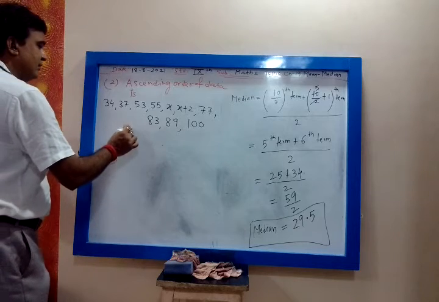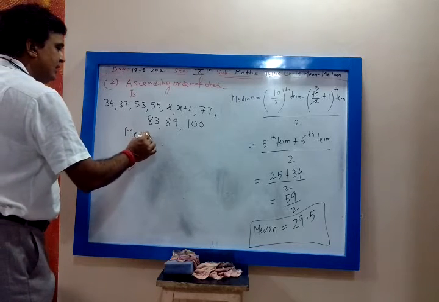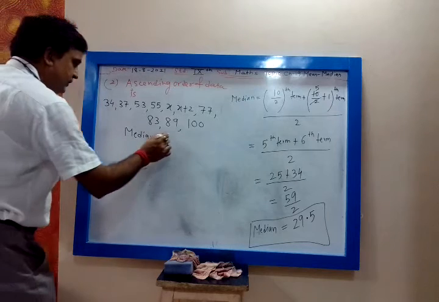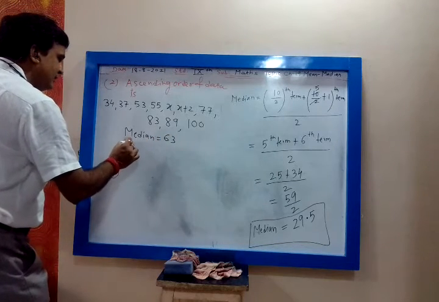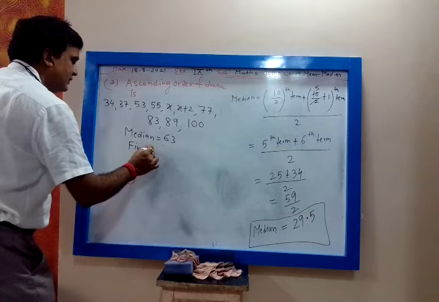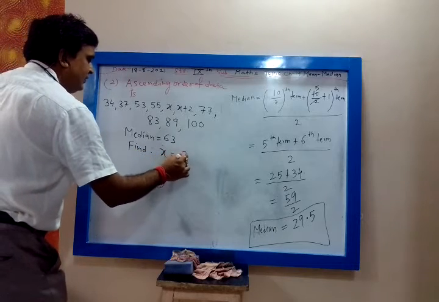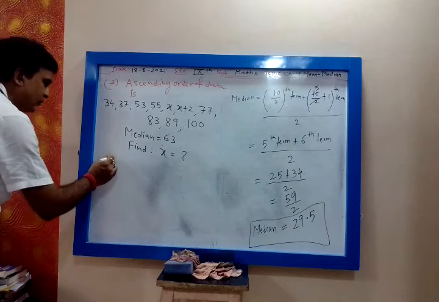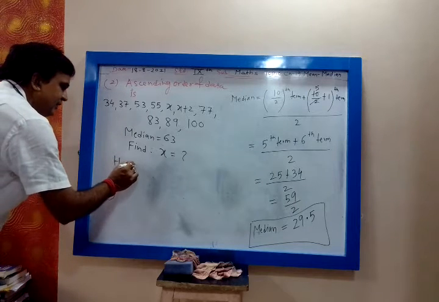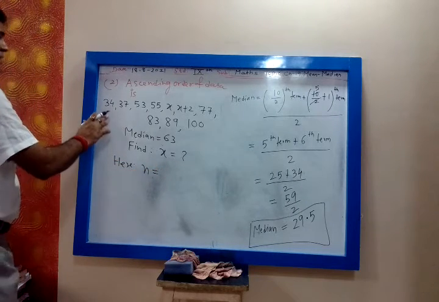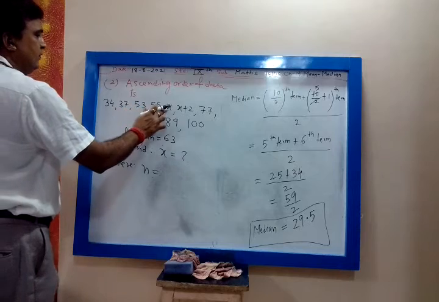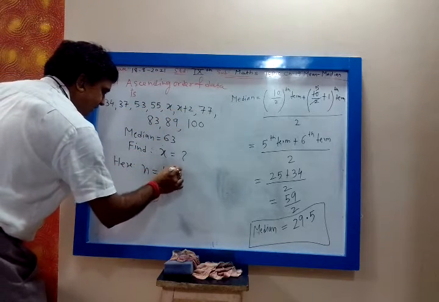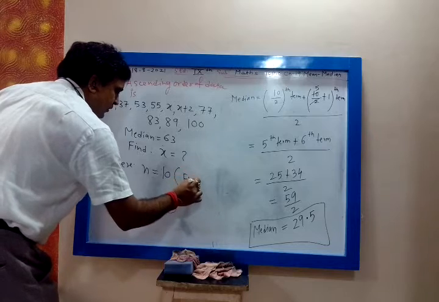Their median is given. Median is 63. Find the value of x. Arrangement of data is already given. What is n here? How many data are given? You have to count. 1, 2, 3, 4, 5, 6, 7, 8, 9, 10. n is 10, an even number.